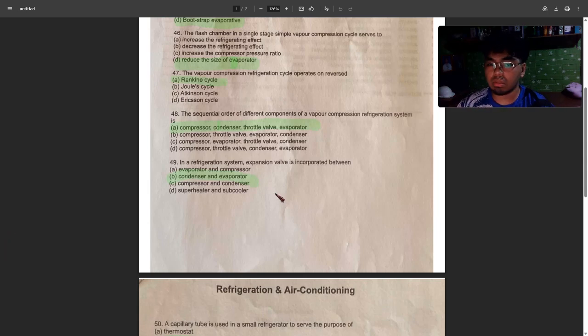So good day everyone. Today I'll be discussing sample problems for enhancement. So let's start. Number 46.